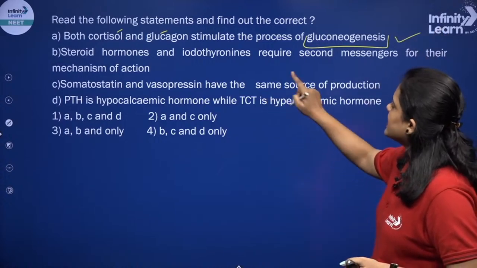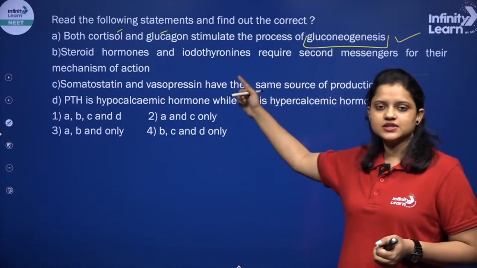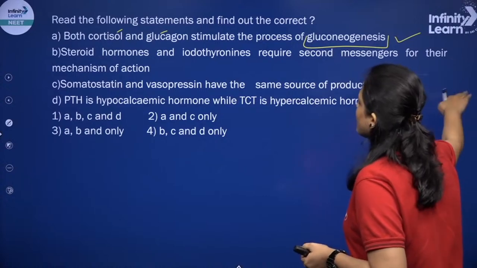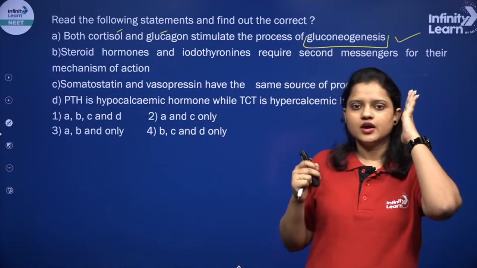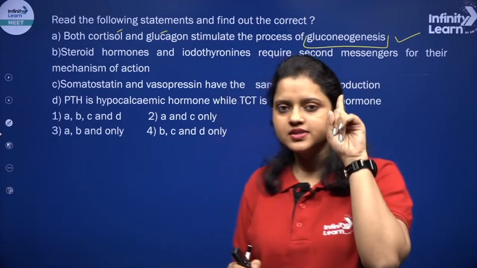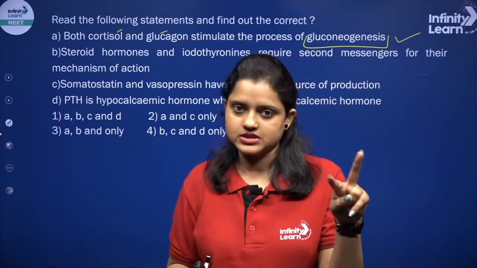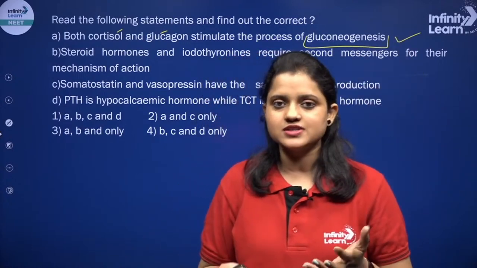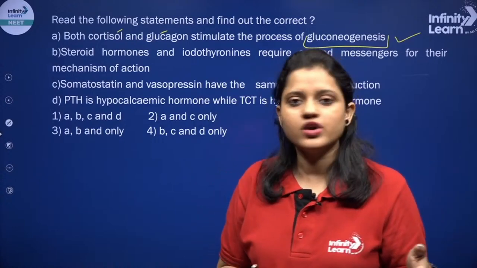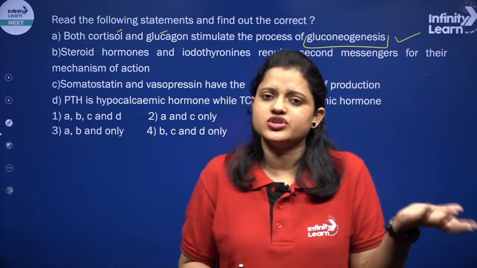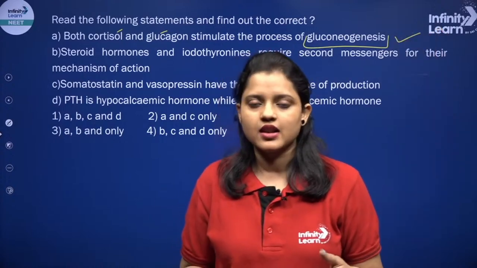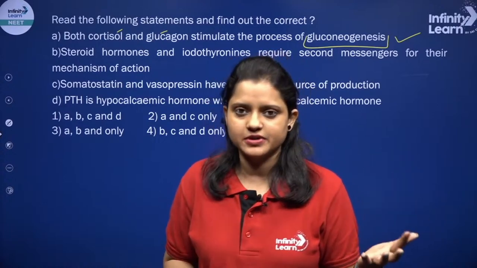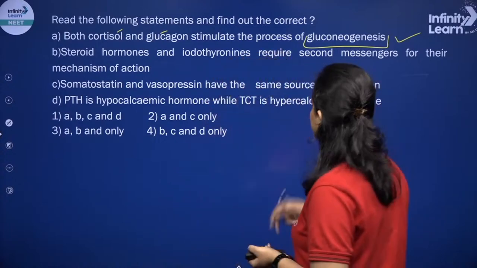Steroid hormones and iodothyronines, the thyroxine hormones, require second messenger for their mechanism of action. Please pay attention to this point. The steroid hormones and the iodothyronines, they can cross the plasma membrane of the cell because they are lipid soluble. So they won't require generation of secondary messenger. No, they themselves can go inside the cell and they will bind to the intracellular receptor, which are known as cytoplasmic or nuclear receptors, right?